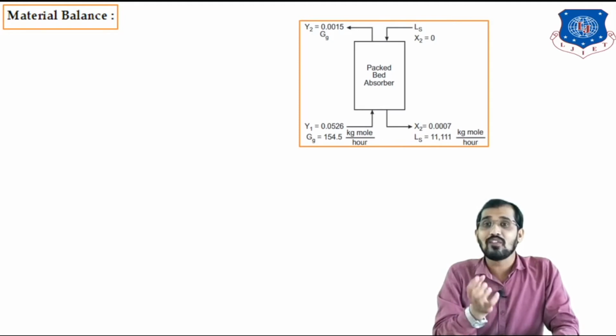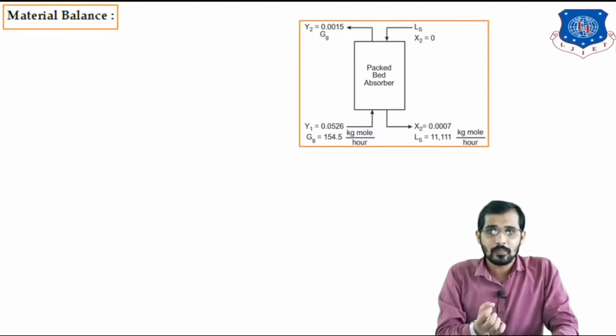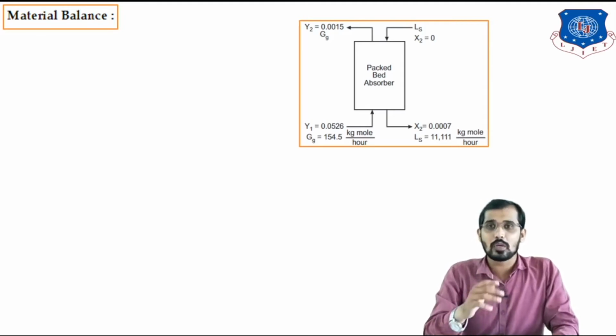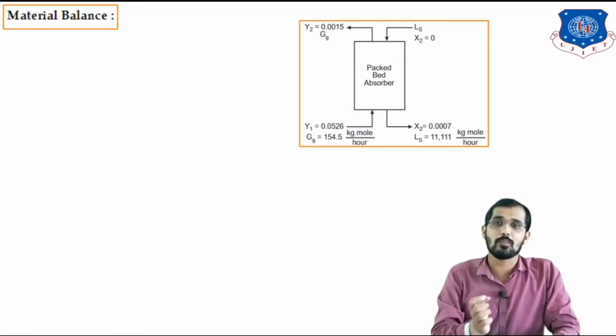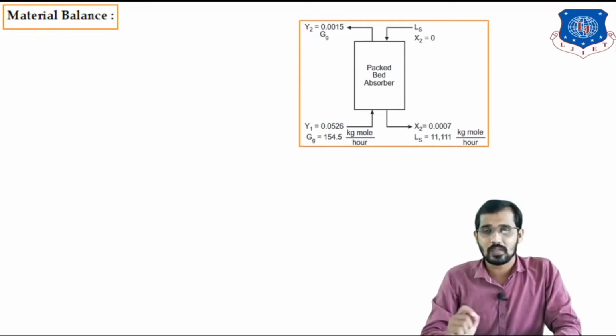Your liquid is fresh in nature, that's why initially the solute SO2 present in the water is 0. After that, whenever absorption takes place, meaning SO2 is absorbed in water, the outlet composition for that is 0.007. Now how to calculate this? We are going to see in this slide.